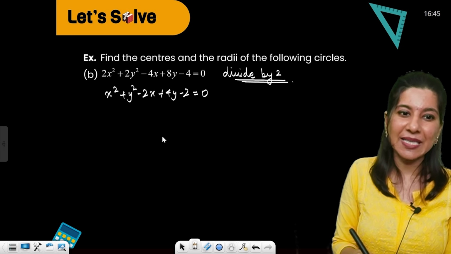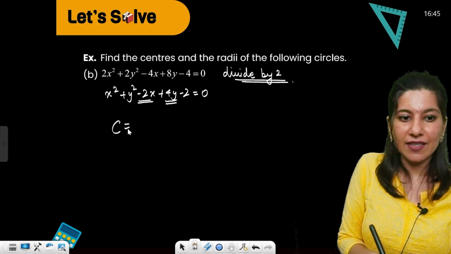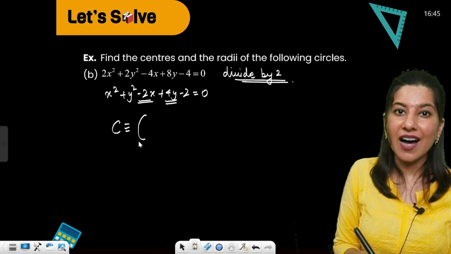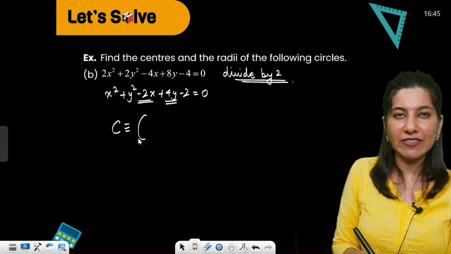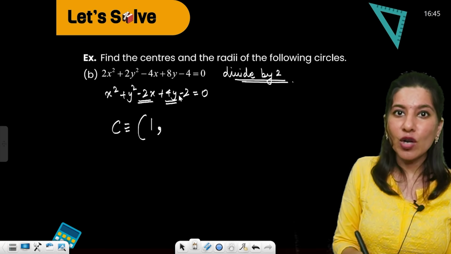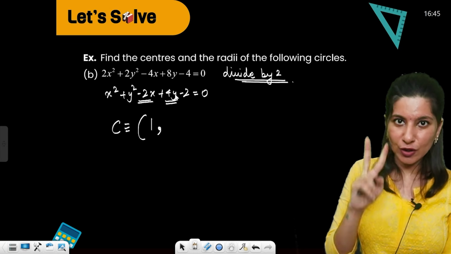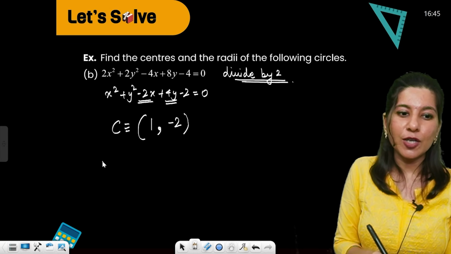Now you can apply the same technique. Minus 2x and plus 4y. The center will be: take half of the coefficient of x. Half of -2 will be -1. Reverse the sign, +1. For 4y, take half of 4, which is 2. Reverse the sign, -2. This is your center. Now what about the radius?